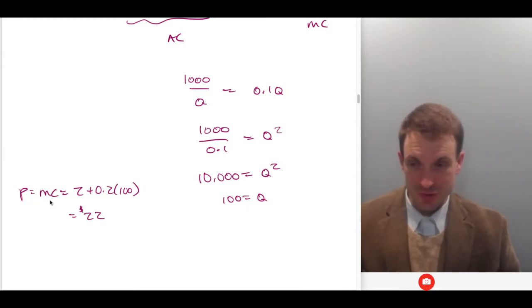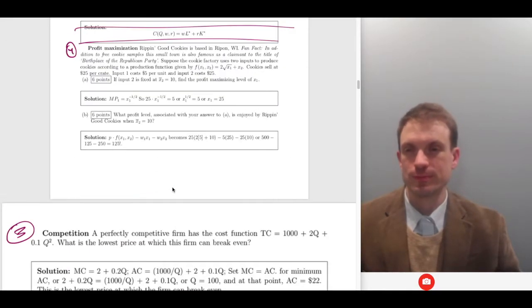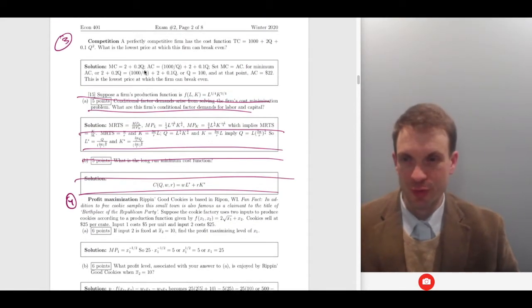And then just price equals marginal cost. Well, let's evaluate our marginal cost at 100. So it's going to be 2 plus 0.2 times 100, or 2 plus 20, or 22, a price of 22. So that's how that one worked.